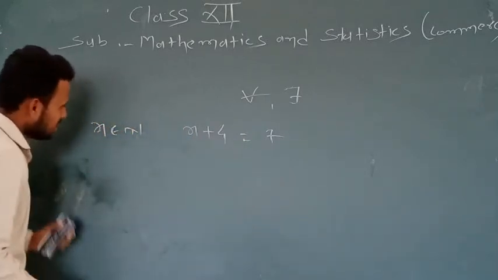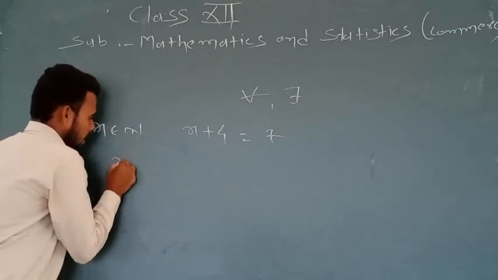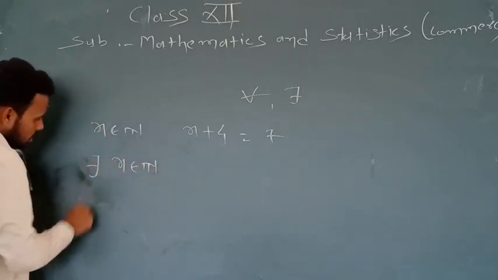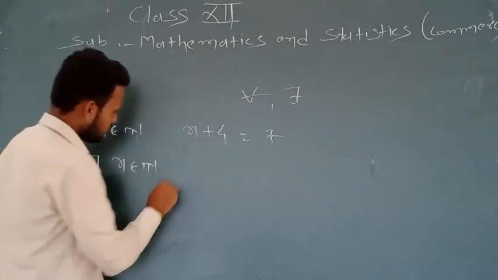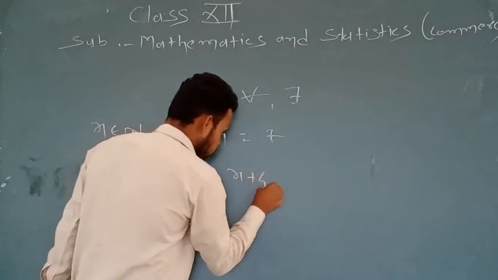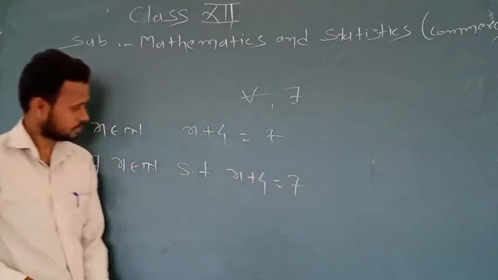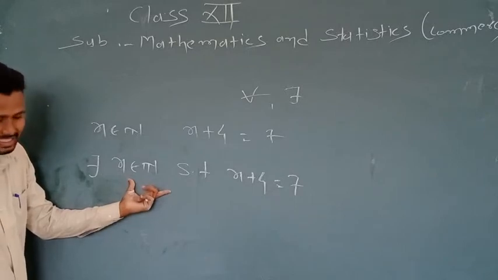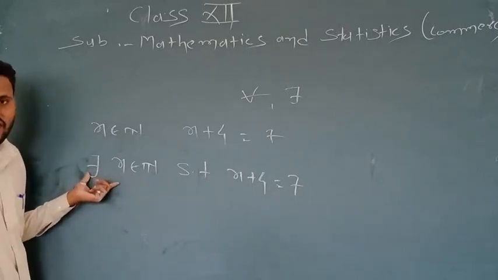Therefore we can write this sentence in the form: there exists x belongs to natural number such that x plus 4 is equal to 7. It becomes a statement, and that statement we will call a quantified statement.